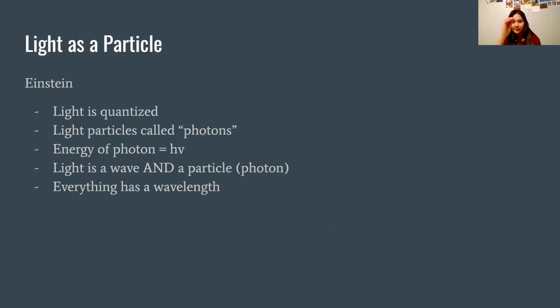Okay, so light is a particle. Einstein said that light is quantized into light particles called photons. The energy of a photon is related to its frequency. Light is a wave and a particle, and everything has a wave. Einstein drew off of Planck's studies of how energy is quantized, and he said that light is quantized. And instead of calling it quanta, he called it photons.